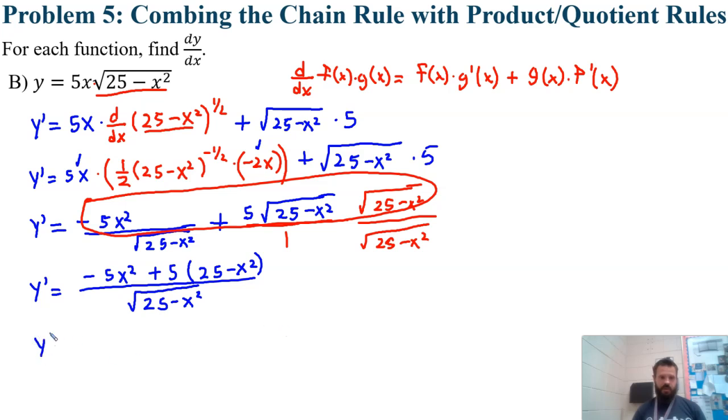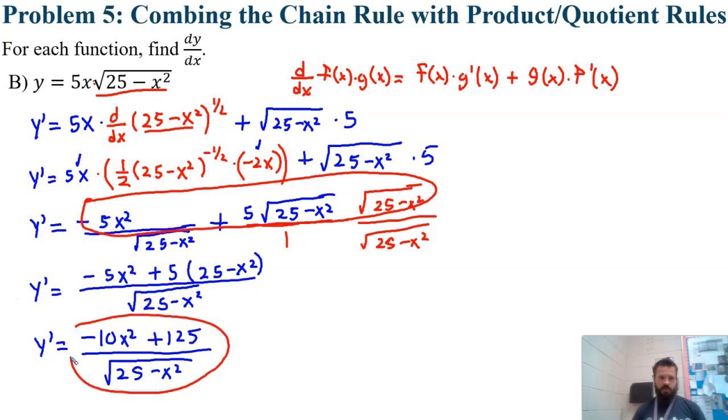And then cleaning that up, we have y prime equal to negative 5x squared minus another negative 5x squared, which will just be a negative 10x squared, plus 5 times 25 is 125. All then divided by the square root of 25 minus x squared. So there we go. There's my derivative function, all cleaned up. Once again, there's an example of using the chain rule within the product rule.